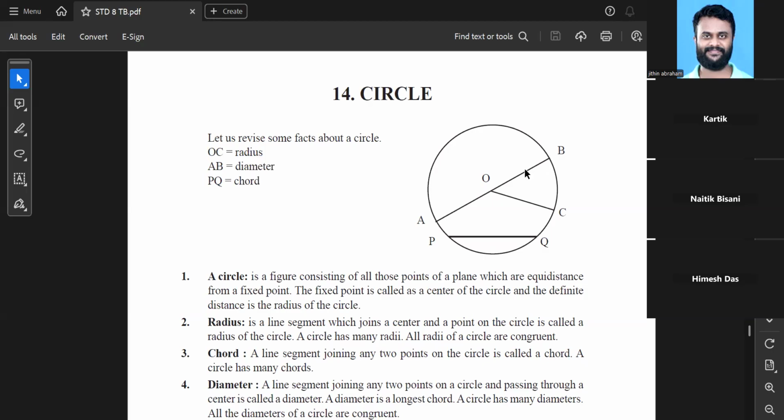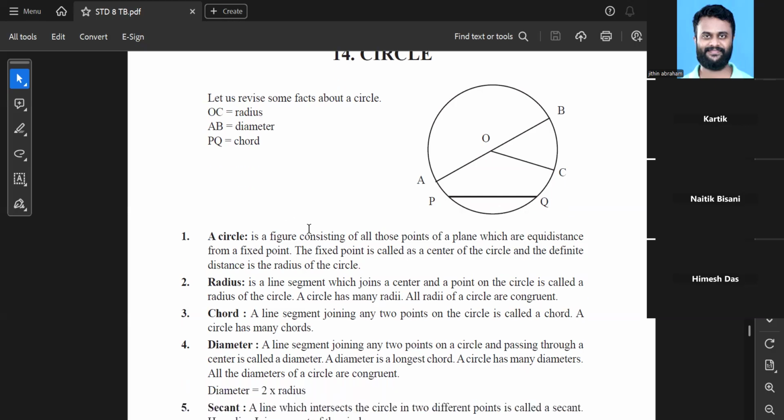So diameter is AB in this case. PQ is not a diameter because PQ is not passing through the center. AB is a diameter because it is passing through the center. And what is PQ? Any segment which joins two points of the circle but does not pass through the center is called a chord. CHORD, chord.